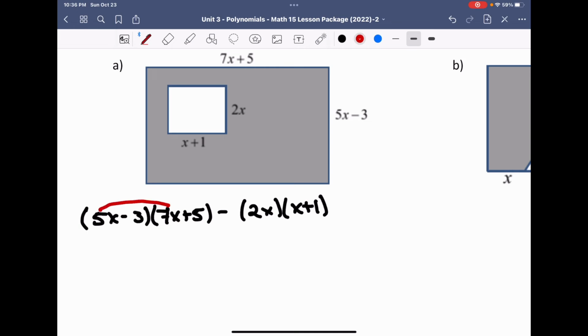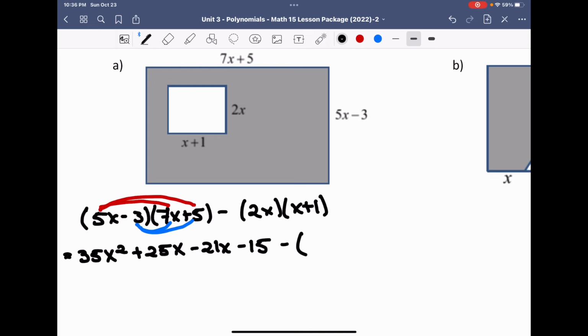So I have 5x times 7x, 5x times 5. That's equal to 35x squared. 5 times 5 is plus 25x. Now I go negative 3 times the 2. This is going to be negative 3 times 7x, which is negative 21x. Negative 3 times a positive 5 is negative 15. And now before I apply the subtraction, I'm going to do the expansion on the next one. 2x times x, that's going to give me 2x squared. 2x times 1 is plus 2x.